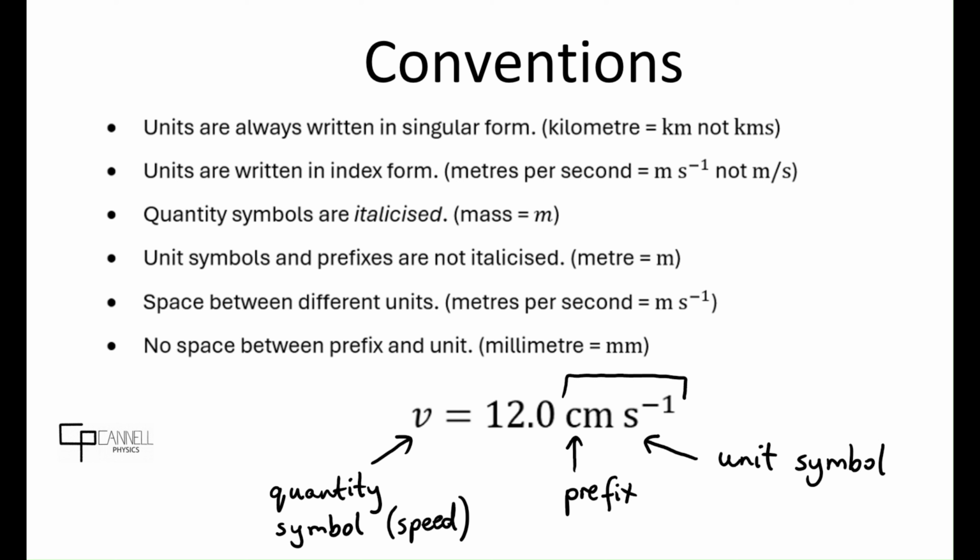And just learning a little bit more vocabulary here. So we refer to the actual value of this quantity as the magnitude. So this can also be said as the amount of. So that's the amount of speed of that particular object, the magnitude.